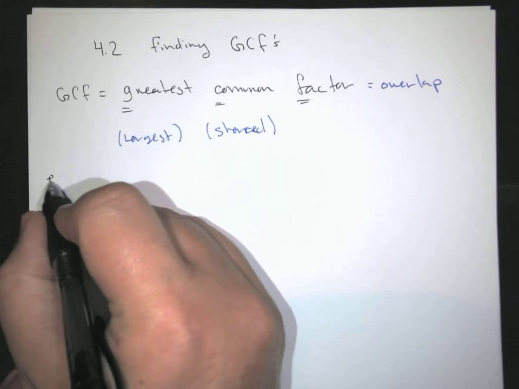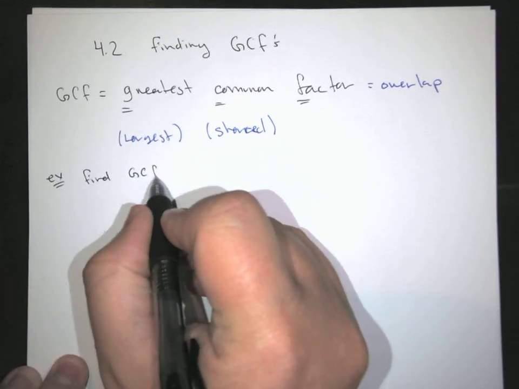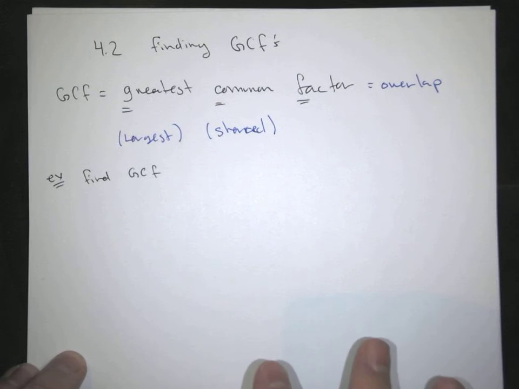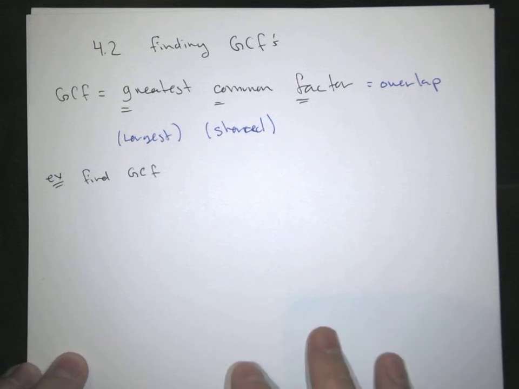So to find a GCF, we're essentially doing two breakdowns. We'll do factor trees for each of our numbers, and then we're just going to look. It's not really any fancier than seeing what numbers they both have in common.